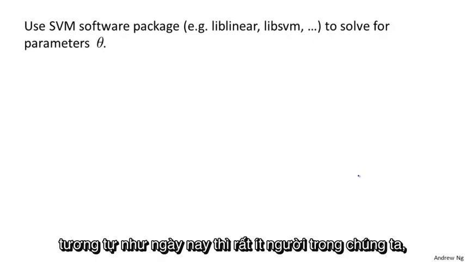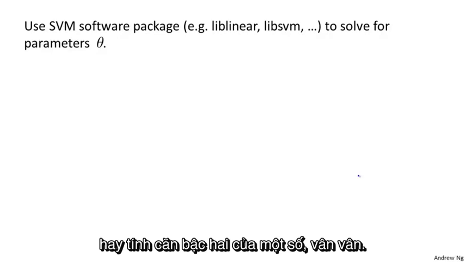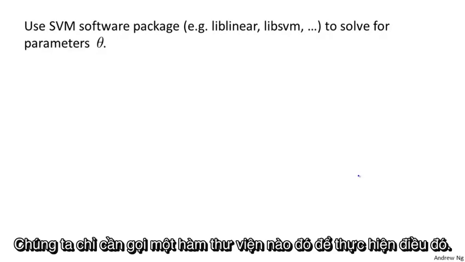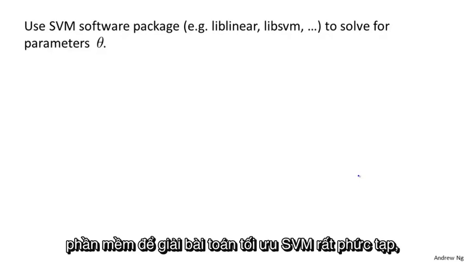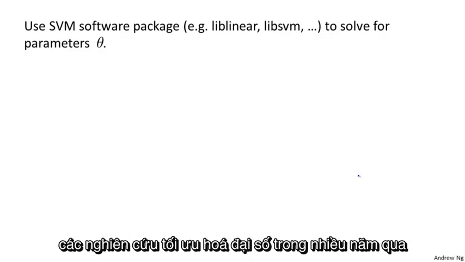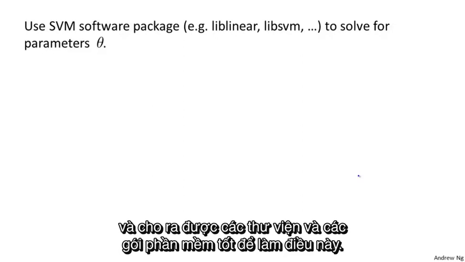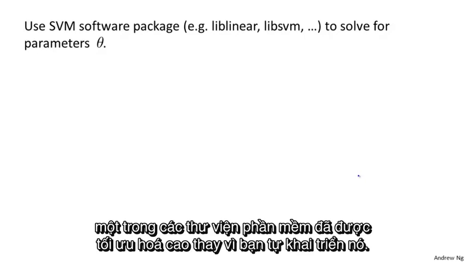Just as today, very few of us, or maybe almost essentially none of us, would think of writing code ourselves to invert a matrix or take the square root of a number and so on. You just call some library function to do that. In the same way, the software for solving the SVM optimization problem is very complex, and researchers have been doing numerical optimization research for many years to come up with good software libraries and good software packages to do this. And I strongly recommend just using one of the highly optimized software libraries rather than trying to implement something yourself.